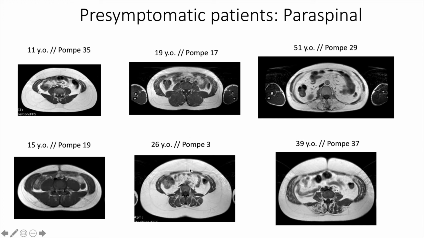When patients get older, for example, this lady that was 26, you can already see some fat here. And after 39 or 51, we observe a clear involvement of the paraspinal and also the abdominal muscles in these patients that were theoretically pre-symptomatic, so no symptom at all.